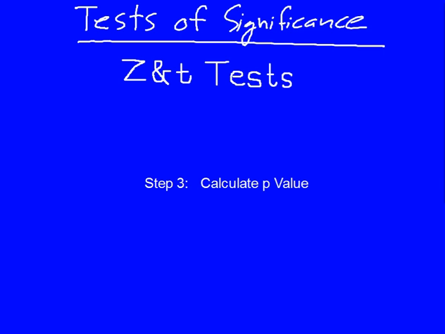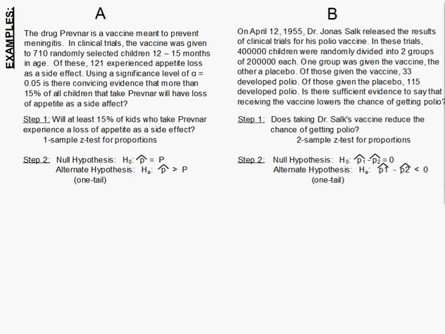Continuing with our previous examples, we are now going to get to the meat of the matter and calculate the p-value. So here we have our two examples, of course. We've already had the question. We found that this was a one-sample z-test for proportions. We have our null hypothesis and our alternate hypothesis. They're both one tail.